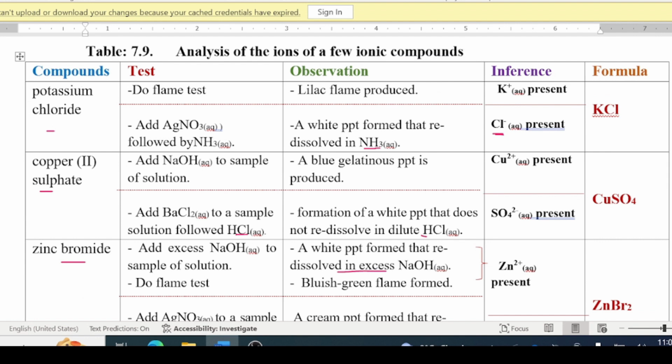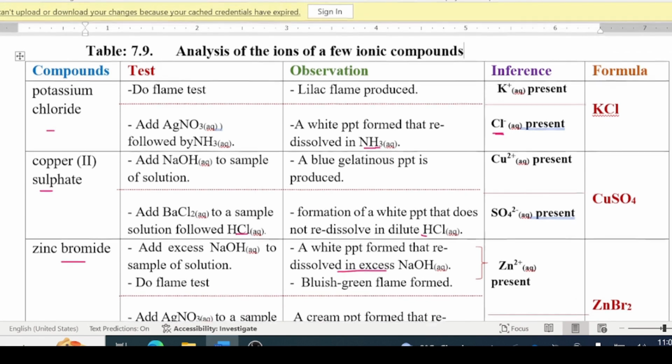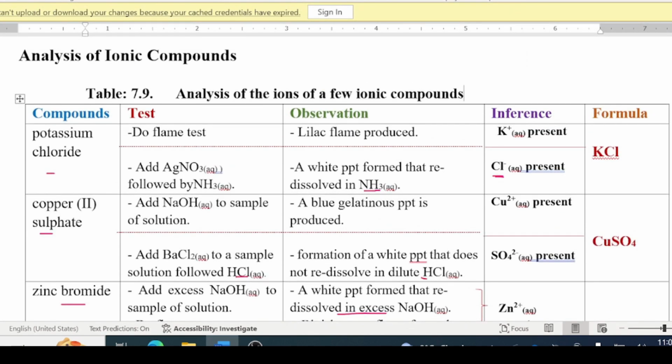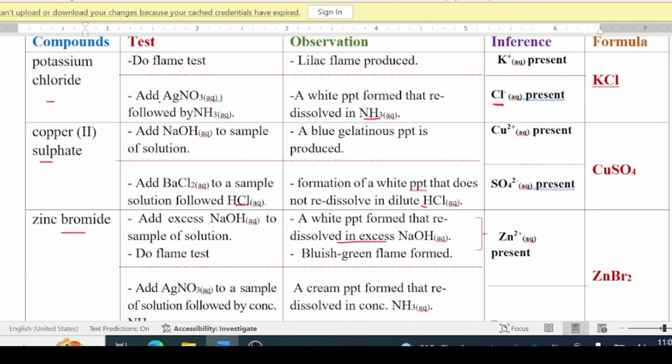All right. Let's suppose that someone says to you, I have a bottle here. I don't know if it is potassium chloride or not. We want to confirm that. So the first thing you will do is what is called a flame test. I explained how you do that already. If a lilac flame is produced, then it indicates that potassium ions are present. You do the test for chloride ions. You add silver nitrate followed by ammonia solution. If the white precipitate that is formed redissolves in ammonia, then it confirms that chloride is present. So your formula is potassium chloride here.